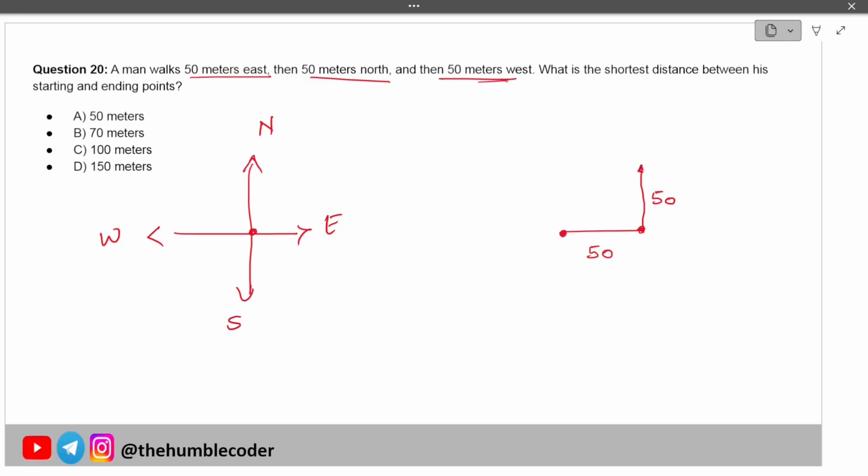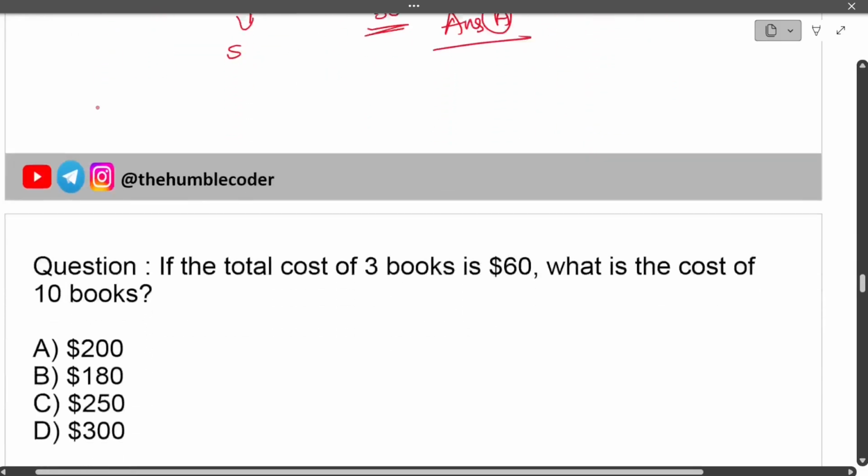Then he is traveling again 50 meters towards the west. Again from here the west direction is this. So again he is at this position. Now his final point is this and his starting point was this. So we have to find out the distance between the final and the starting point. So it is obviously 50. We can directly see from the diagram. So the correct answer for this question is option A, 50 meters. So let's move on to the next question now.